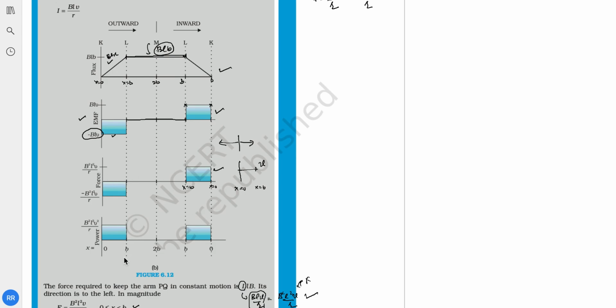Okay. In the third case, in case of power, you know that if there is current, there is power. If there is no current, there is no power at all. So from x is equal to 0 to x is equal to b, the power exists like this. And in these two regions, there is no current at all. This means there is no power dissipation. And from this point to this point, x is equal to b to 0, the current exists, so there exists the power.